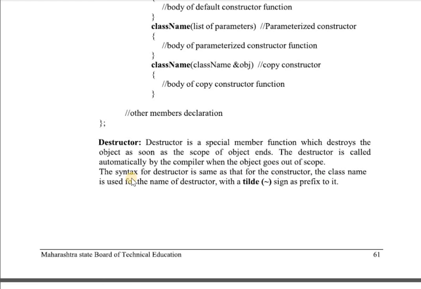The syntax for a destructor is the same as that of a constructor. The class name is used as the name of the destructor, with the tilde sign as a prefix to it. Like a constructor, a destructor also has the same name as the class, but it is preceded by a tilde symbol. The tilde symbol denotes the destructor.